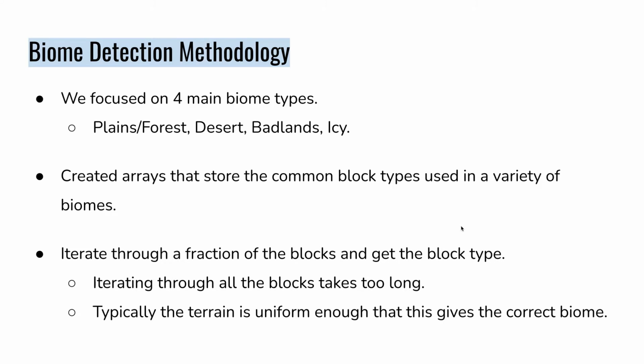Then we iterate through a small percentage of the blocks in the area, getting the block type of each of them. We only go through a portion of the blocks since iterating through all the blocks in the build area would take too long, especially for larger areas. Also, the terrain is typically uniform enough that this method will most often give the correct biome.